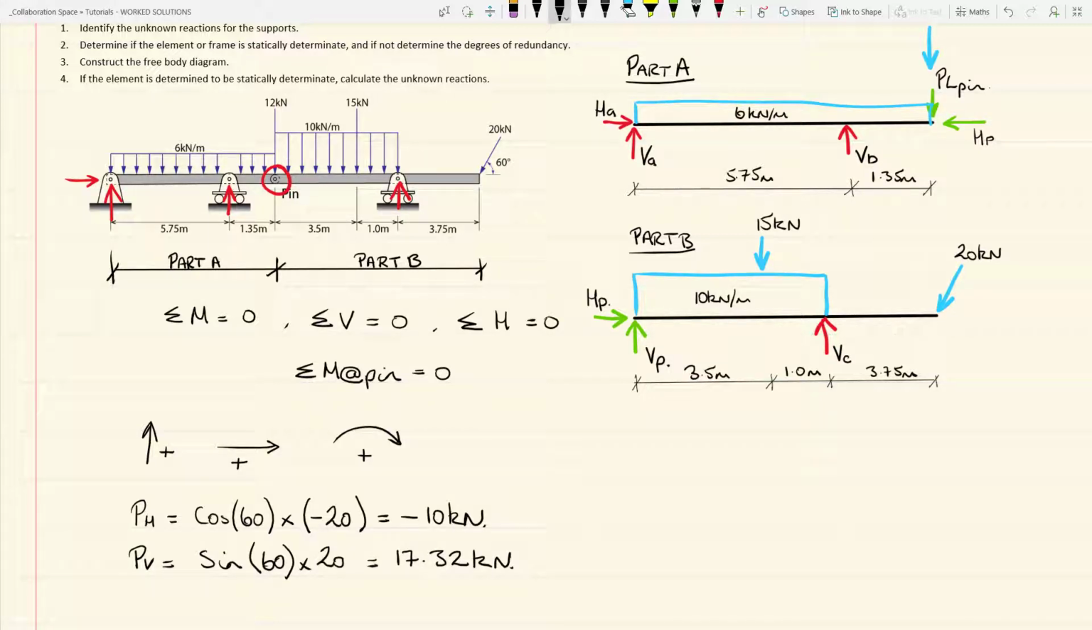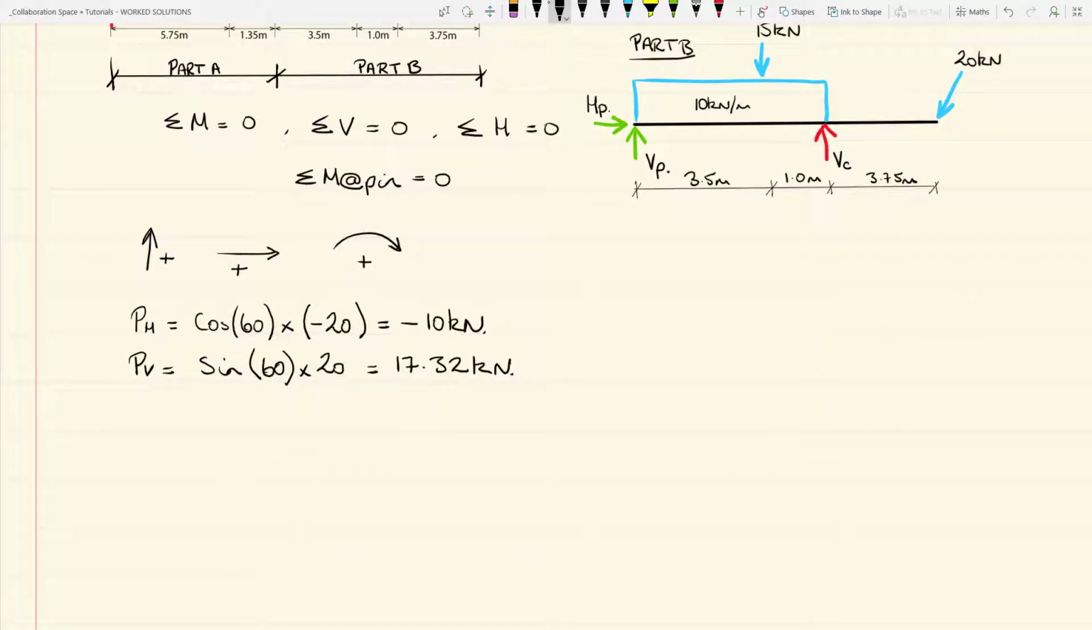The reason I'm ignoring the sign of the load is because when I take moments, I will assume that everything acting clockwise is going to be positive. So that's why I've taken it as being a positive load. We can now go on and calculate the vertical reactions at VC and VP. So firstly, we are going to consider taking moments about the pin. That will effectively give us the vertical reaction at C.